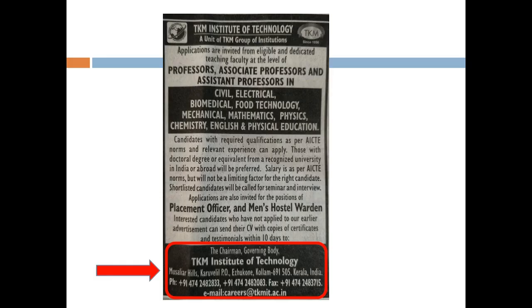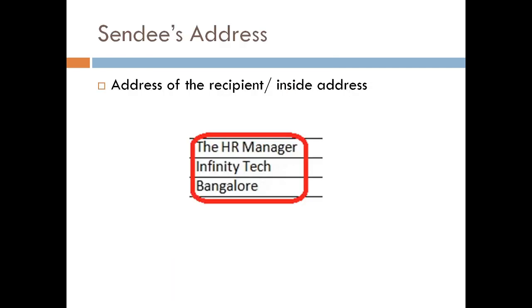It is possible to locate the address of the recipient from the advertisement for the job position. It is usually addressed to a person capable of initiating action upon your request for the job. Very often, it will be the manager, the HR manager, the CEO, or even the registrar. There is no need for adding any punctuation mark anywhere for the inside address.